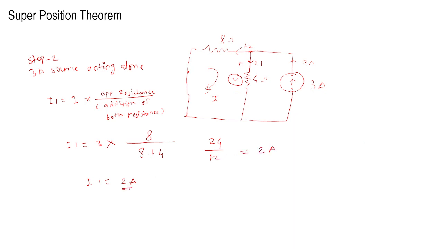Now we have got I1 as 2. But we are interested in finding this voltage. So V is equal to I1 into 4 ohm. So V is equal to 2 multiplied by 4. V is equal to 8 volt.